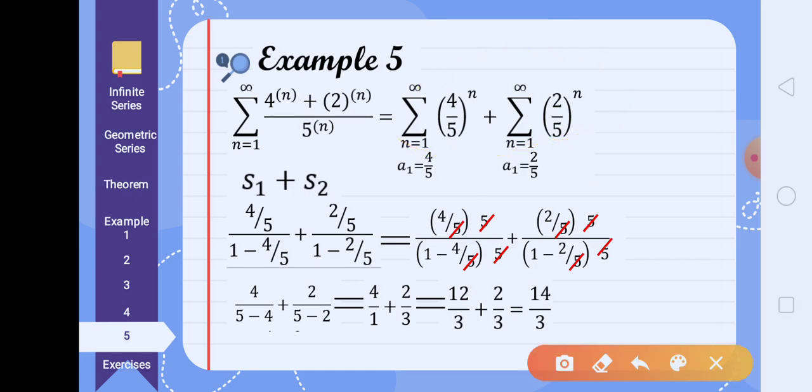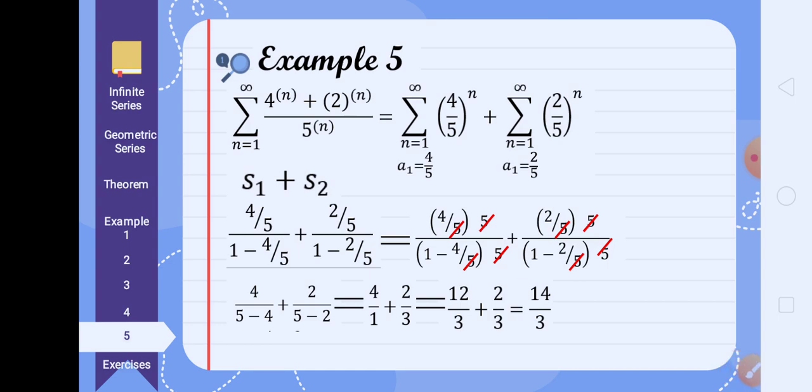So what we are going to do now is find the first term or list out the terms. In finding the first term, we need to substitute the value of n, which is 1. So 4 over 5 raised to the power of n, substitute the value of n, which is 1. So our first term will be a sub 1, 4 over 5. Here, the summation notation of 2 over 5 raised to the power of n when n is equal to 1. So the first term is 2 over 5. And by looking at these two, the common ratio for these two is less than 1.